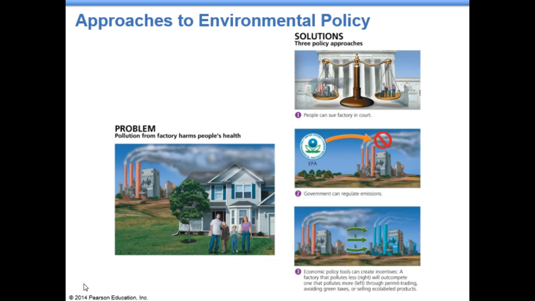Okay, so taking a look, here are approaches to environmental policies that you can see, and in this first picture it's identifying the problem that the pollution from this factory is harming the people's health. So what can be done? The first step is the people can sue the factory in court, so they can seek their damages through court. If that doesn't work, then the next step is to go to the EPA and have the government regulate.